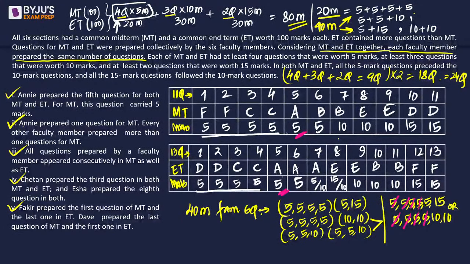In other words, if question number 8 is going to be 15, what I can do is shift it as the 11th question, and the 11th question's 10 marks I can bring here, right? This is very much possible. That's the shifting that we can do. Okay.